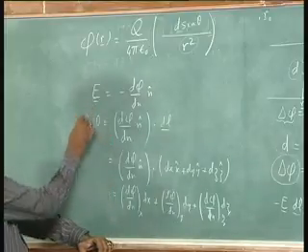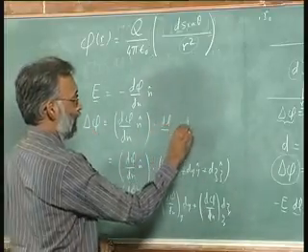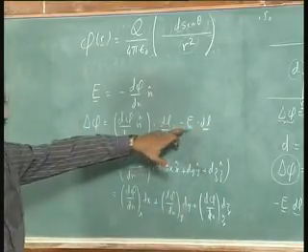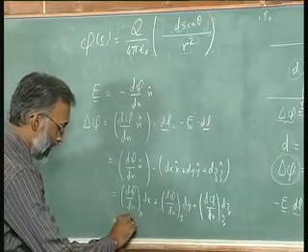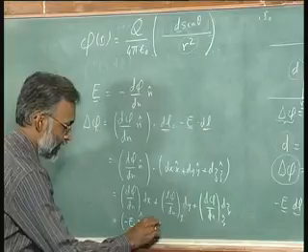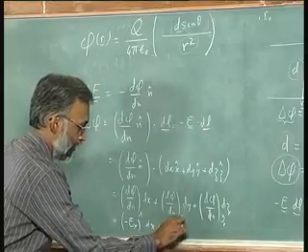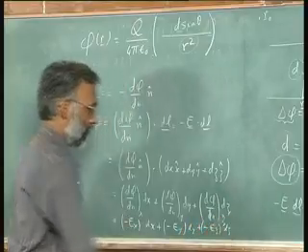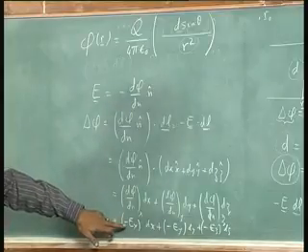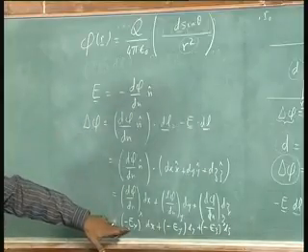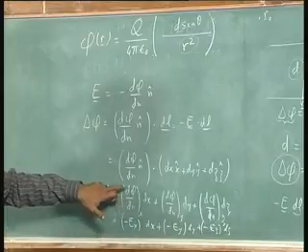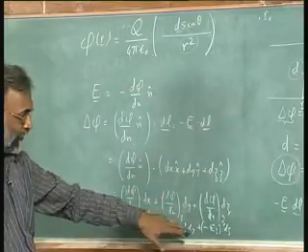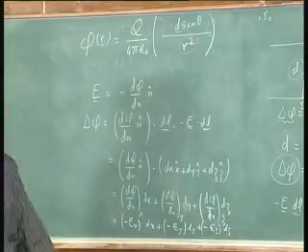But we also know that this same quantity is equal to minus E dot dl. So, this same equation can also be written as minus Ex dx plus minus Ey dy plus minus Ez dz, which means that Ex is nothing but the x component of this normal derivative, Ey is nothing but the y component of this normal derivative, and Ez is nothing but the z component of this normal derivative.